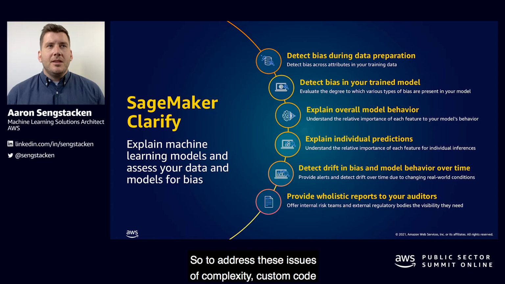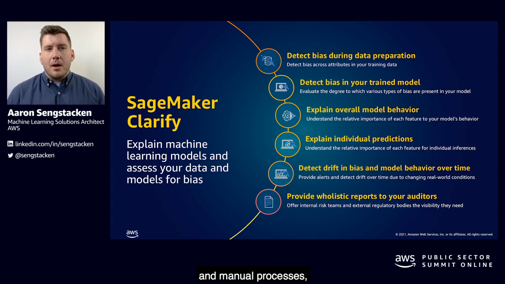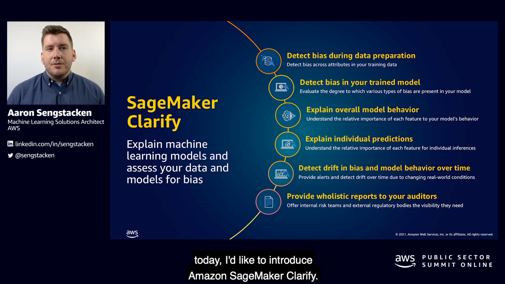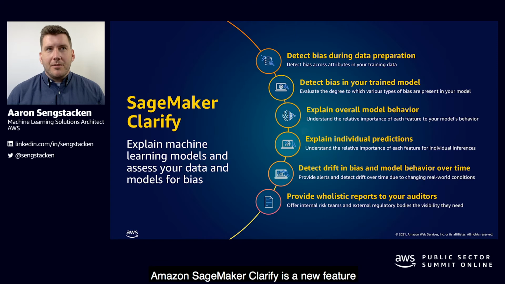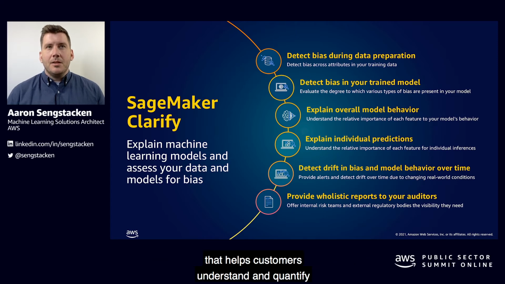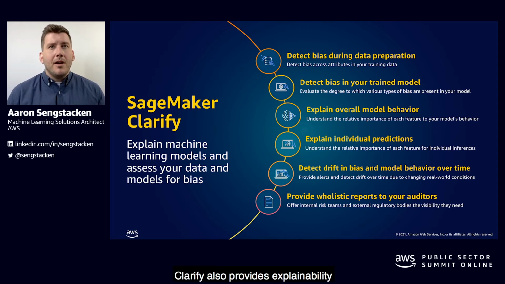So to address these issues of complexity, custom code, and manual processes, today I'd like to introduce Amazon SageMaker Clarify. Amazon SageMaker Clarify is a new feature that helps customers understand and quantify the bias in their data sets and trained model. Clarify also provides explainability for machine learning models.